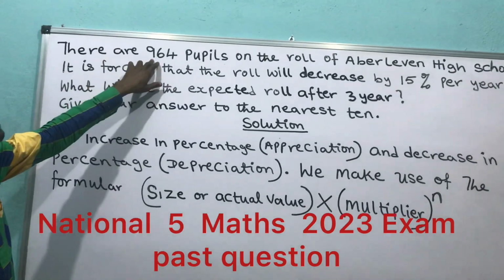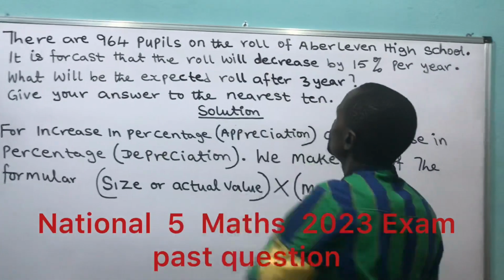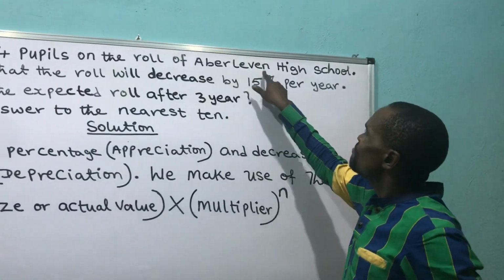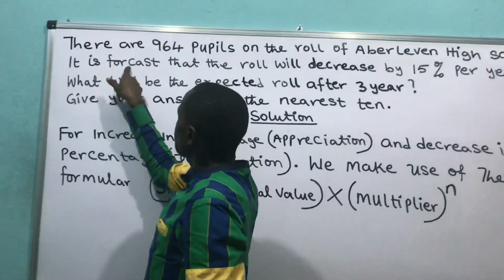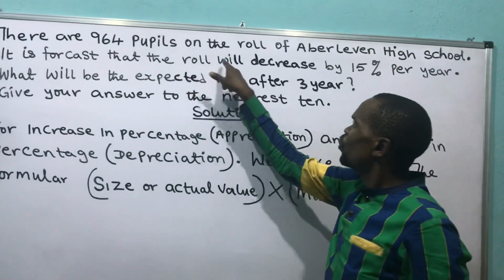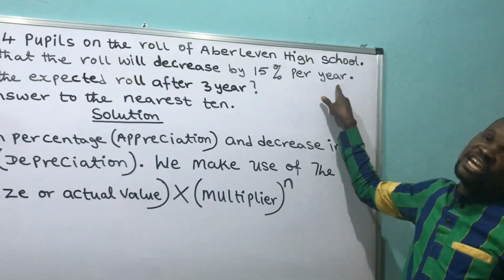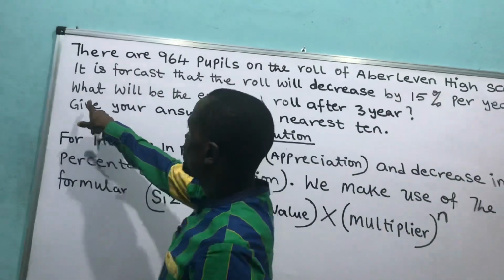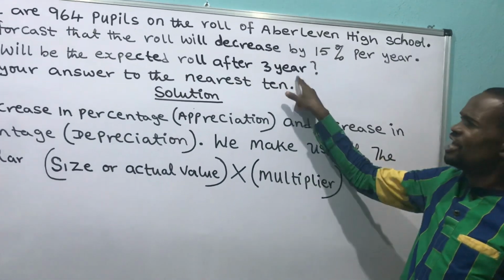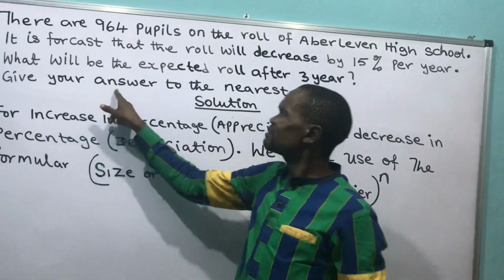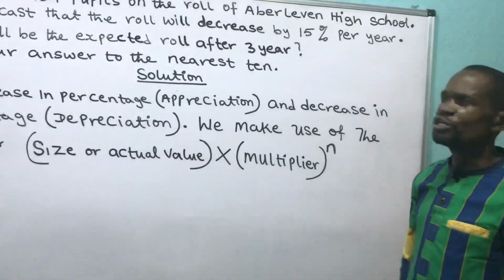There are 964 pupils on the roll of Abeliven High School. It is forecast that the roll will decrease by 15% per year. What will be the expected roll after 3 years? Give your answer to the nearest 10. That's the question given to us.